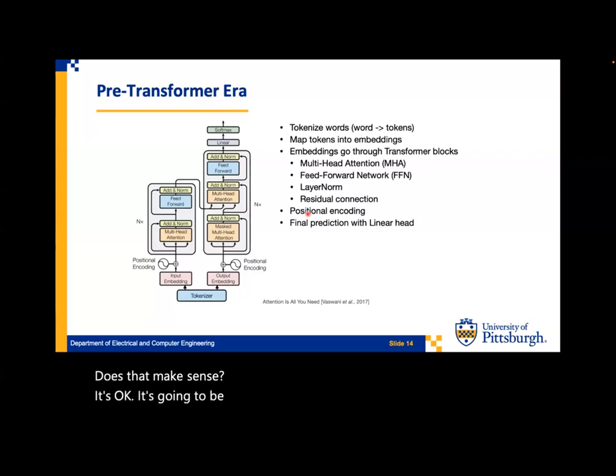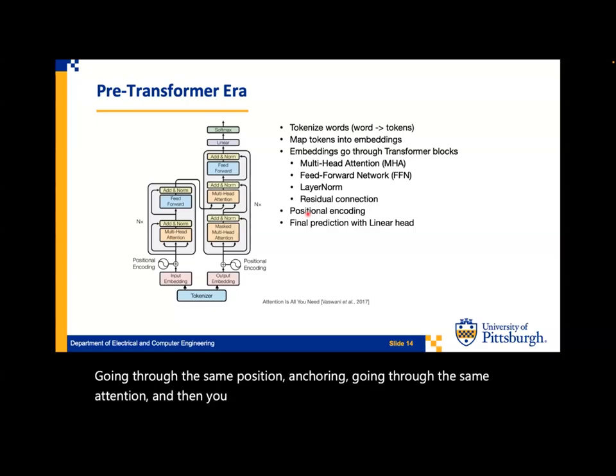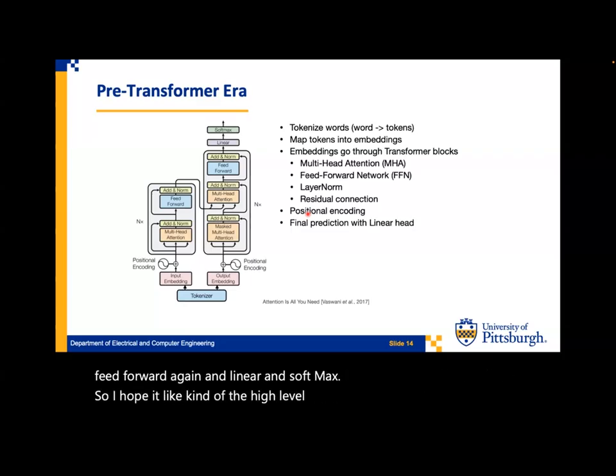And then it goes through the same position encoding, the same attention, and then you do another attention. It's called cross attention between the input and the output. Then it goes through the feed forward, linear, and softmax. I hope the high-level logic is kind of clear here. Any questions so far? Yes.